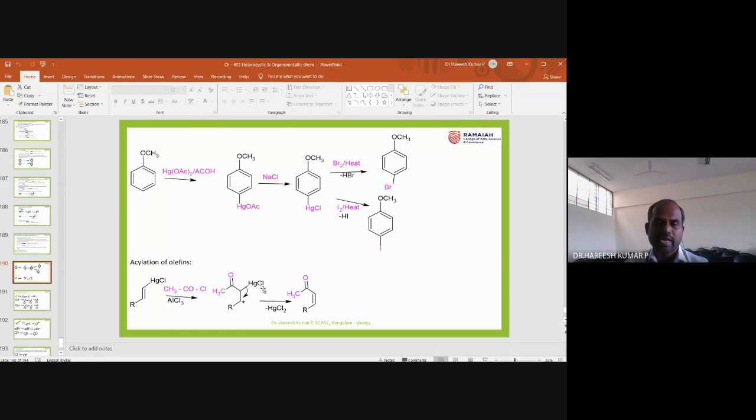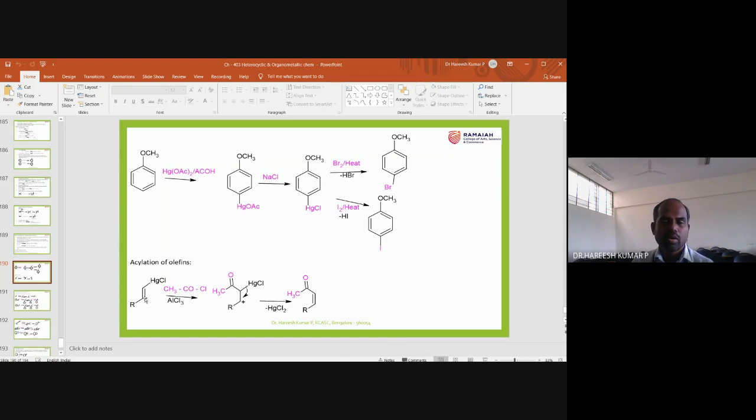So that is how an intermediate is obtained. At this stage, this bond pair is coming over here and the Cl minus attacks this Hg. So that is how HgCl2 goes out, forming an alpha beta unsaturated carbonyl compound. Of course, we can say that this is an acetylation, more particularly, acetylation of olefins. Olefins means double bond containing ones.